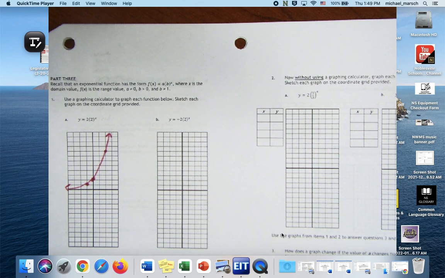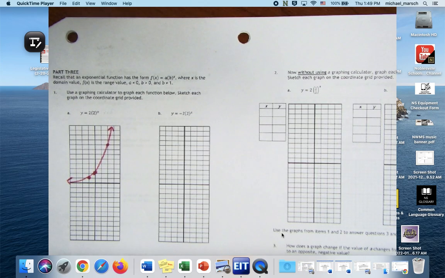Okay. So now I'm going to go back to my graphing calculator, and I'm going to click next to 2, and I'm going to make a second graph. I'm going to do B. So this time I have y equals -2 times 2. This time it looks like that.